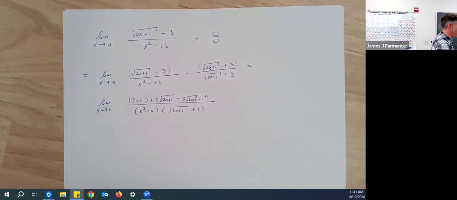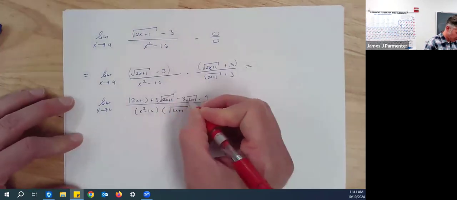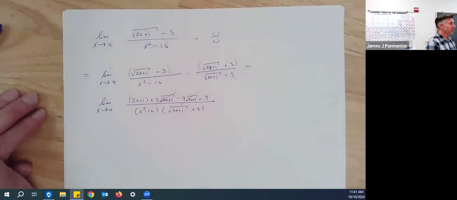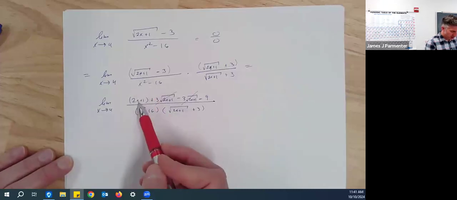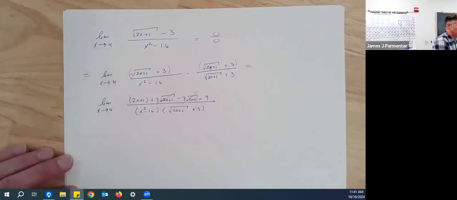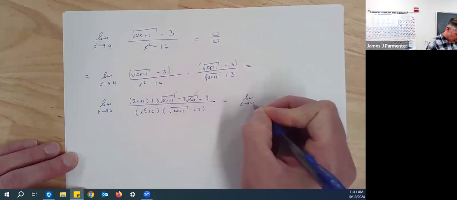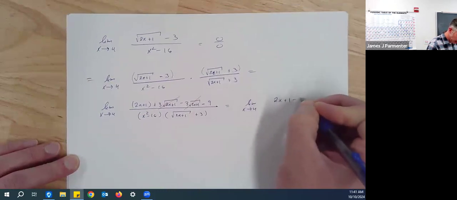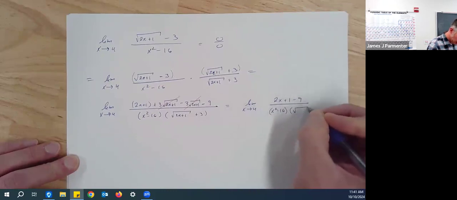And you always want to never multiply out the things that are not conjugates. And now look what happens. The positive 3 square root of 2x plus 1 and the negative 3 square root of 2x plus 1 add up to 0. Which will always happen when you multiply something by its conjugate. You'll get the first thing squared minus the second thing squared, and the middle terms will add up to 0 every time. That's why we do it. Then we're going to get the limit as x approaches 4 of 2x plus 1 minus 9 over x squared minus 16 times this other garbage.